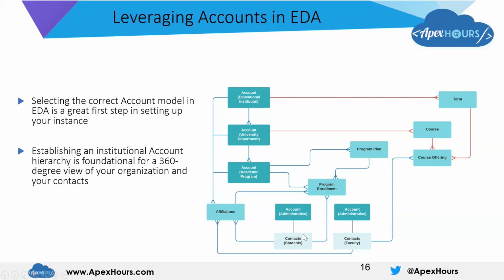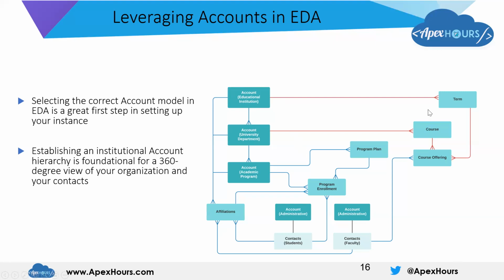It's not only important you get that established, you also want to make sure that your institutional account hierarchy is set up correctly, because this is what really allows you to get that 360-degree view, not only of your institution, but of the student and everything that they're affiliated with. So when we talk about the hierarchy, we're thinking the educational institution at the top. So Connected Campus University was the example that we saw as an educational institution record type.